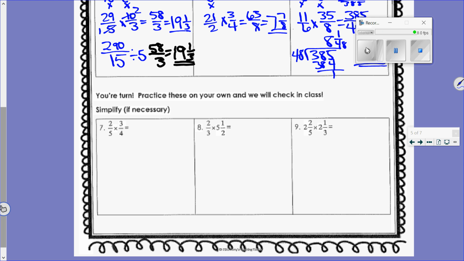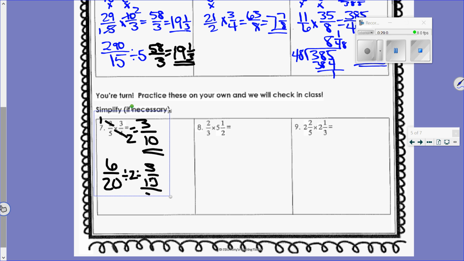Okay, so you guys should have finished up all 3 of these. Our first one, pretty straight up. I have one reduction I can do. I got the 2 and the 4, it gives me a 1 and a 2. 1 times 3 is 3. 5 times 2 is 10. Those of you who did not reduce, 2 times 3 gave you 6. 5 times 4 was 20. Then I can divide by 2, gives me 3/10. So it works either way.